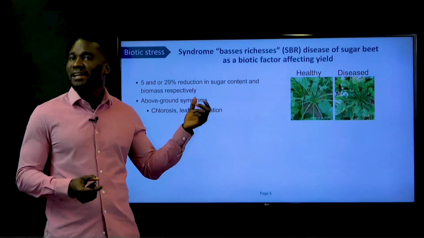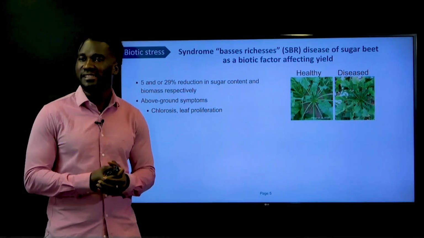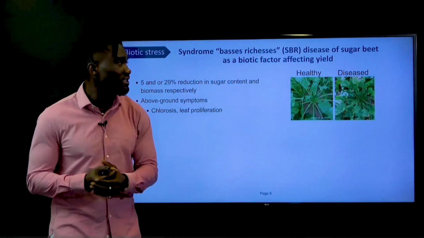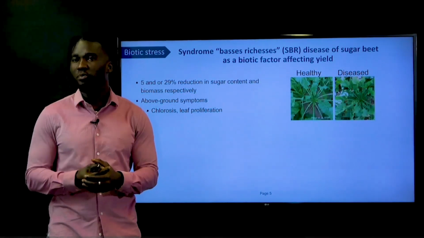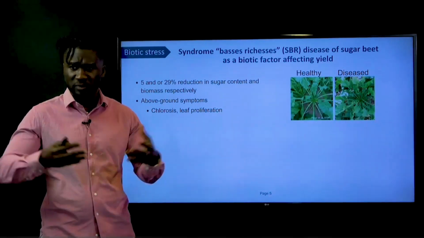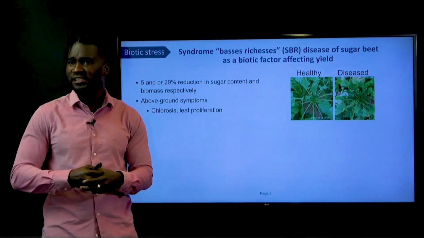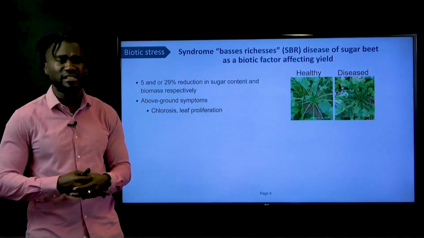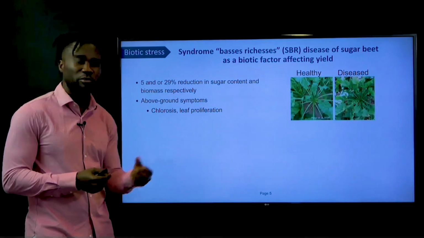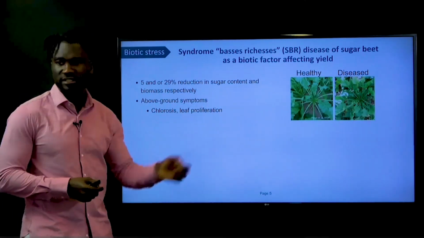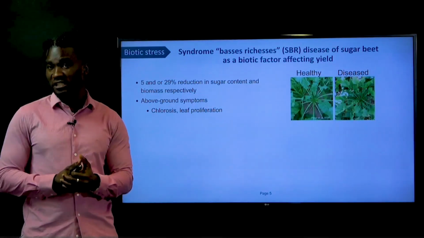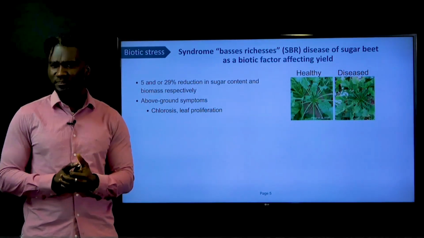One currently economically relevant vascular disease affecting sugar beet is the so-called syndrome basses richesses disease of sugar beet. I'll be calling it SBR just to make life easy for me. So SBR is a fast-spreading vascular disease here in mid-Europe, and the disease is known to lead to significant reduction in the taproot biomass and also sugar content, as I've shown here. And these obviously negatively affect the sugar economy.